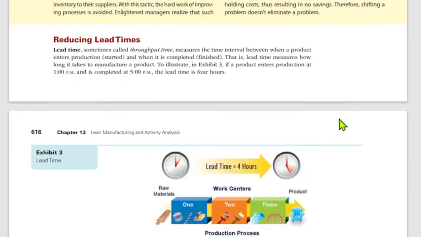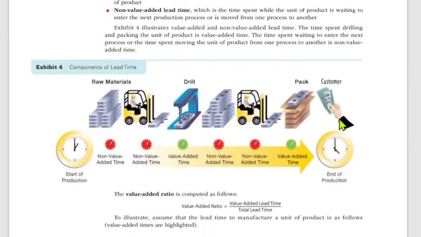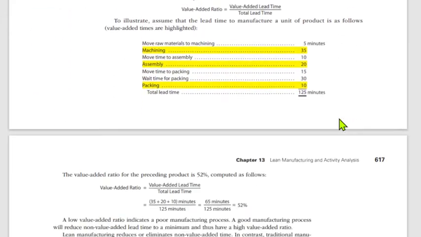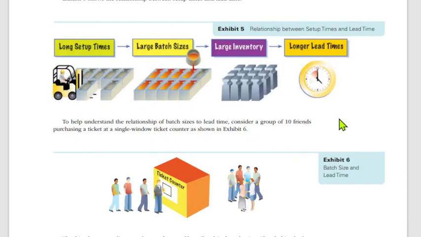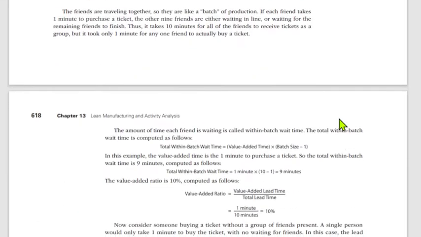Reducing inventory, reducing lead time. Okay, so hindi ko na yan iisa-isahin. Reducing setup time, it is for your reading.